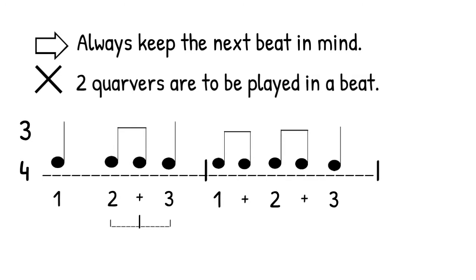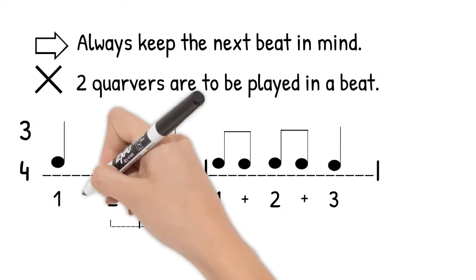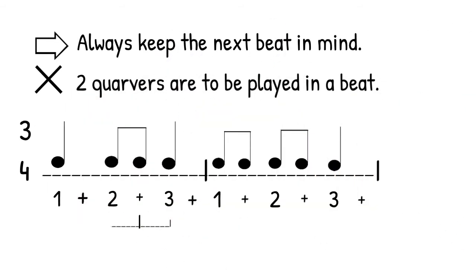For the purpose of a steady beat, you may also split all the beats into two with the 'and' in between every beat. For example, 1 and 2 and 3 and, 1 and 2 and 3 and, 1 and 2 and 3 and.